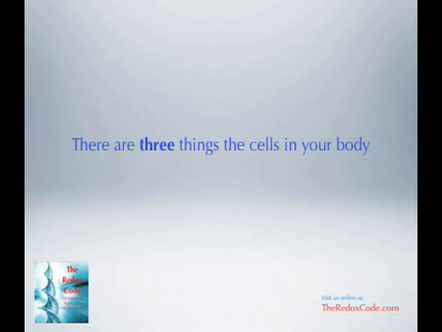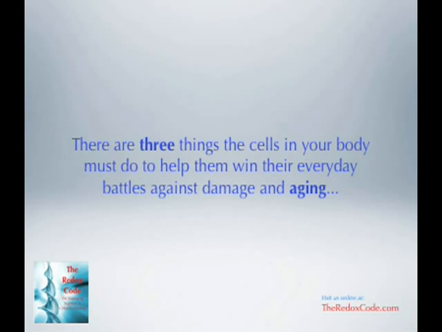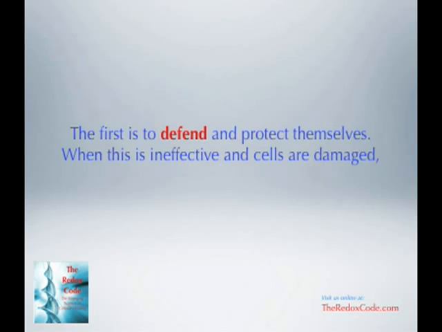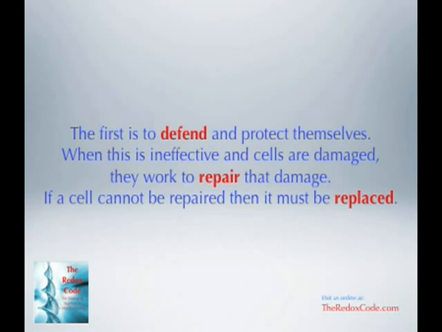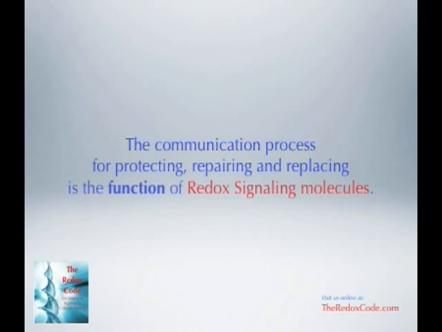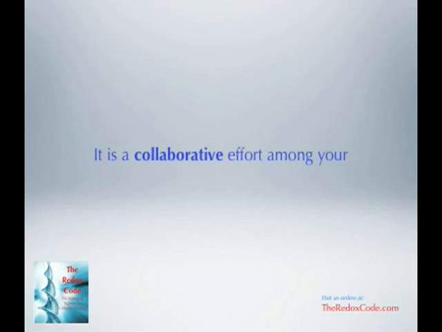Now, there are 3 things the cells in your body must do to help them win their everyday battles against damage and aging. The first is to defend and protect themselves. When this is ineffective and the cells are damaged, they work to repair that damage. And if a cell cannot be repaired, then it must be replaced. The cell communication process for protecting, repairing, and replacing is the function of the redox signaling molecules. It's a collaborative effort among your trillions of cells to keep you happy, to keep you healthy. Sorry about that.